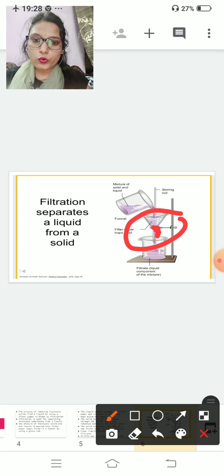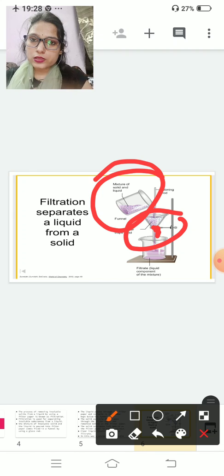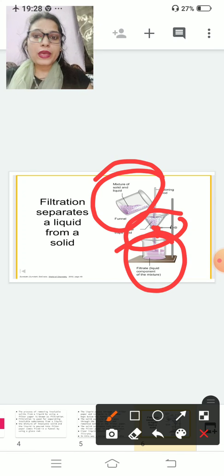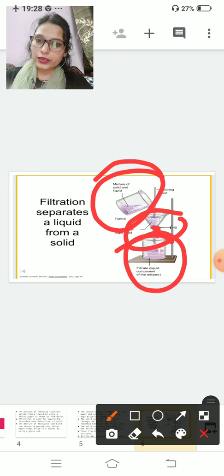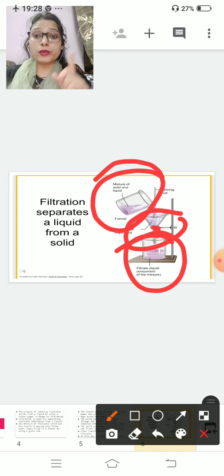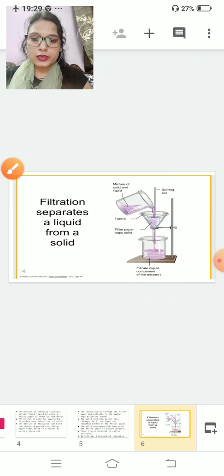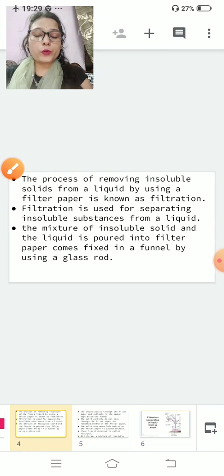After that, what will you do? You will pour this liquid into the funnel. What will happen? That water will go down and collect in the beaker, and that sand will remain as a residue in the filter paper. Like this, you can separate out a mixture of one solid and one liquid by the help of filtration. Clear? So listen carefully, I am reading. The process of removing insoluble solids from a liquid by using a filter paper is known as filtration.